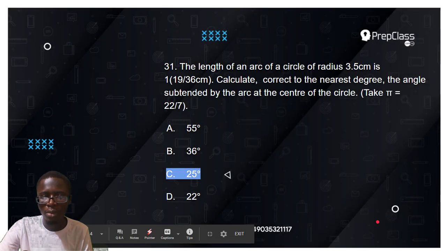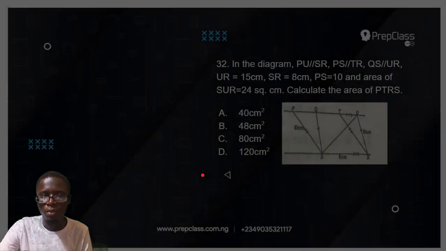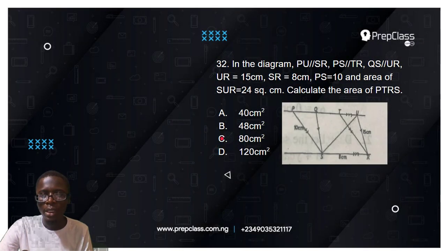So this is option C. In the diagram, question number 32 says, in the diagram, PU, this is our PU, is parallel to SR, this is our SR. Take note of that, because questions like this come with a lot of information to digest.